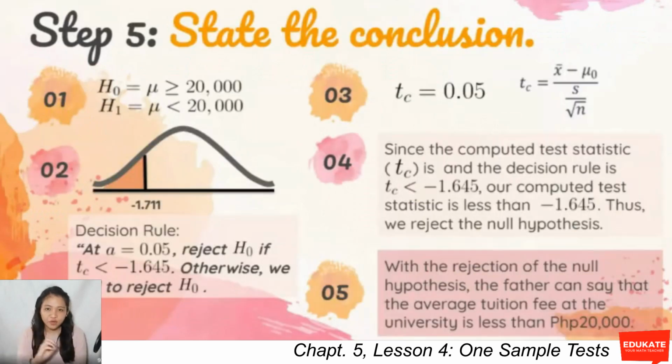For step 5, we are going to state the conclusion. If we have rejected the null hypothesis, our conclusion would be, with the rejection of the null hypothesis, the father can say that the average tuition fee at the university is less than 20,000 pesos.